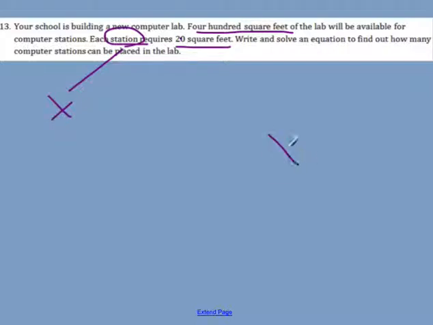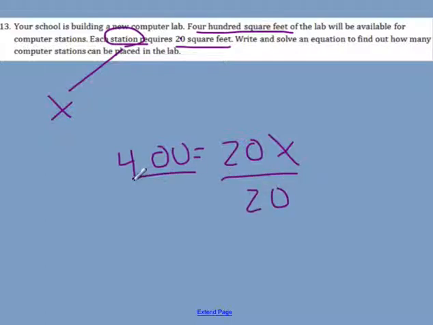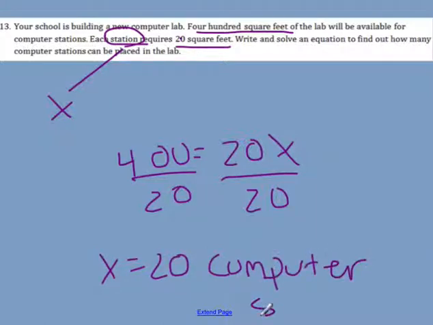So for every x station that I have, it's going to be 20 square feet, and we have a total of 400 square feet to use. To solve this, all I'm going to do is divide both sides by 20. And when I do that, I end up getting that x is equal to 20. Since it's a word problem, we want to make sure and label it. So I can have up to 20 computer stations in my computer lab.